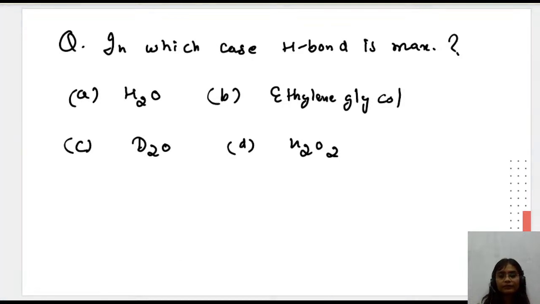Okay, then if I'm using water and H2O2, which one has a maximum boiling point? If you're using water and H2O2, which one has a maximum boiling point? Okay, many say ethylene glycol.